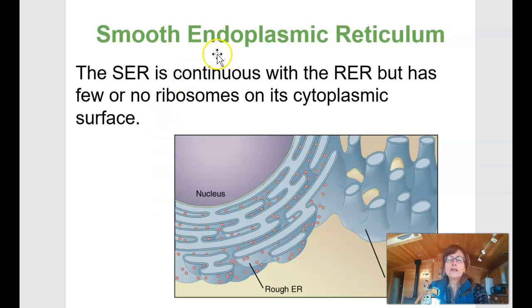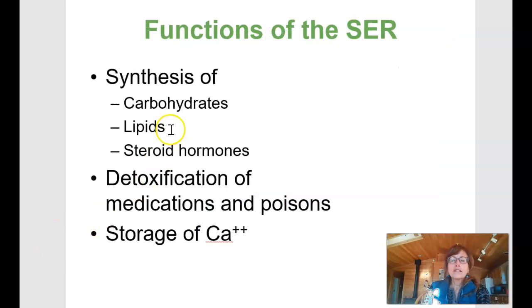The part of the ER that doesn't have ribosomes is called smooth ER, or SER. And just looking at it, you'll be able to see the difference. This picture kind of shows it to you, although it makes them look very different here. But here's the rough with the ribosomes, and here's the smooth without. Now the smooth ER does a lot of different functions.